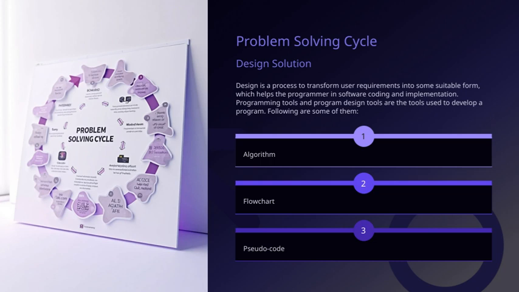All of these tools support the overall design process, which is about transforming user requirements into a workable plan. This planning phase is crucial because it guides the actual coding and implementation. Remember, the design process is part of the broader problem-solving cycle, where we analyze, plan, and then develop solutions efficiently. So, by using these tools, pseudocode, flowcharts, and algorithms, we make the design more structured, clear, and manageable. This ultimately helps us build better, more reliable software.